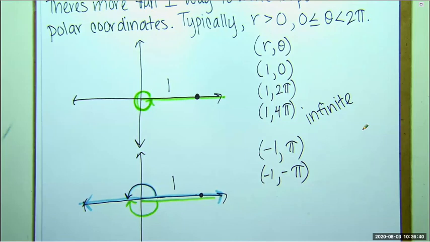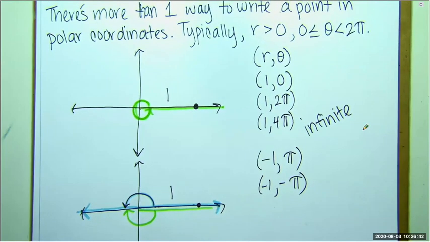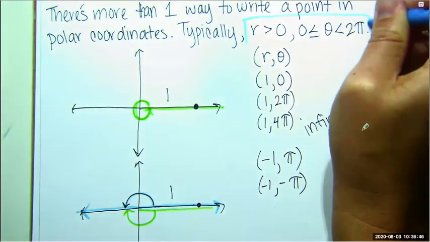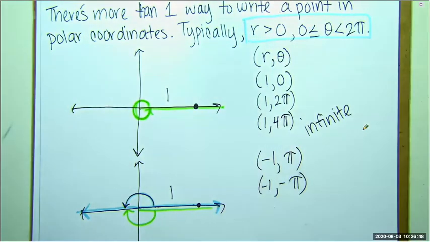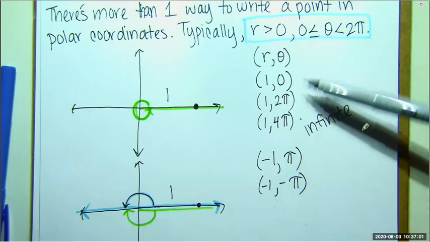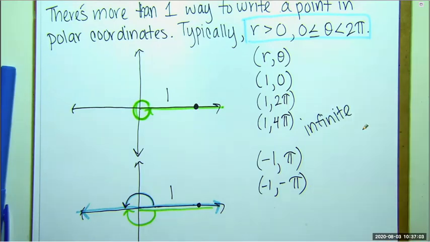Okay, so in order to not have this ambiguity, usually on your homework, you're going to be asked to have r be greater than 0 and theta be between 0 and 2 pi, or if it's in degrees, 0 and 360 degrees. Any questions on this one? Okay, let's do another example that's more formal, like what you might see in your homework.